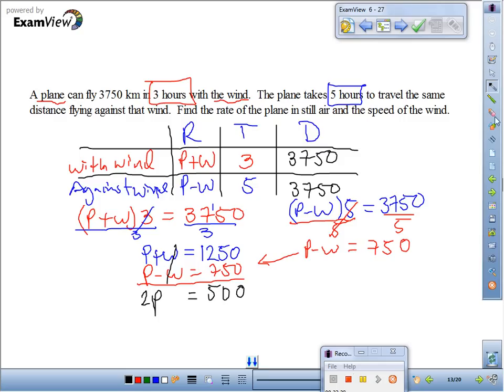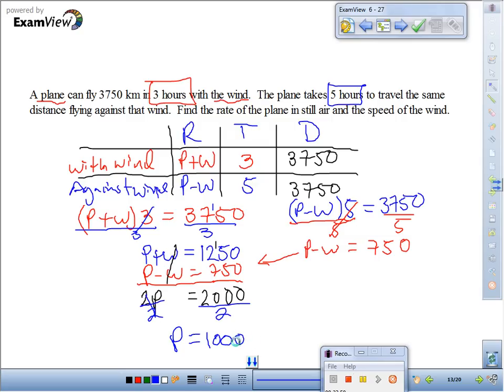Oh, you add. Yeah, that's true. My bad. I did that to see if you were paying attention. Yeah, there you go. So that is 2000. Divide by 2, divide by 2. The plane speed is 1,000 miles per hour. My goodness. Yeah, that was a very fast plane. Actually, that's kilometers per hour.